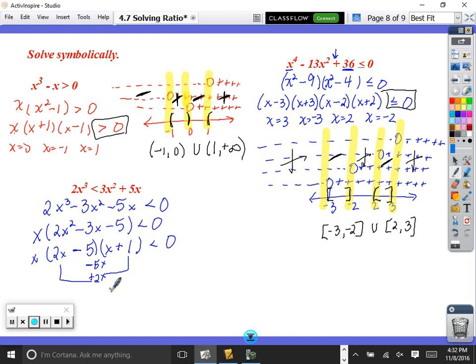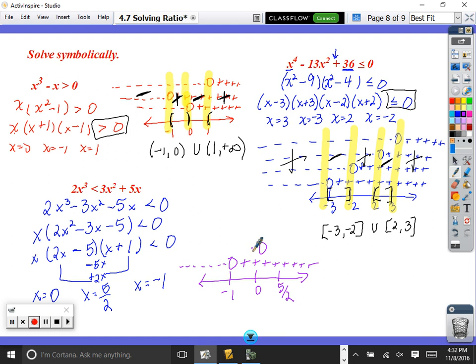So here I get an actual 0 of 0. Here I get a 0 of 5 halves. Here I get a 0 of negative 1. So again, on my number line, I would have a negative 1, a 0, and a 5 halves. Negative 1 was a 0. Left are negatives, right are positives. 0 was a 0, left are negatives, right are positives. 5 halves was a 0, left are negatives, right are positives.